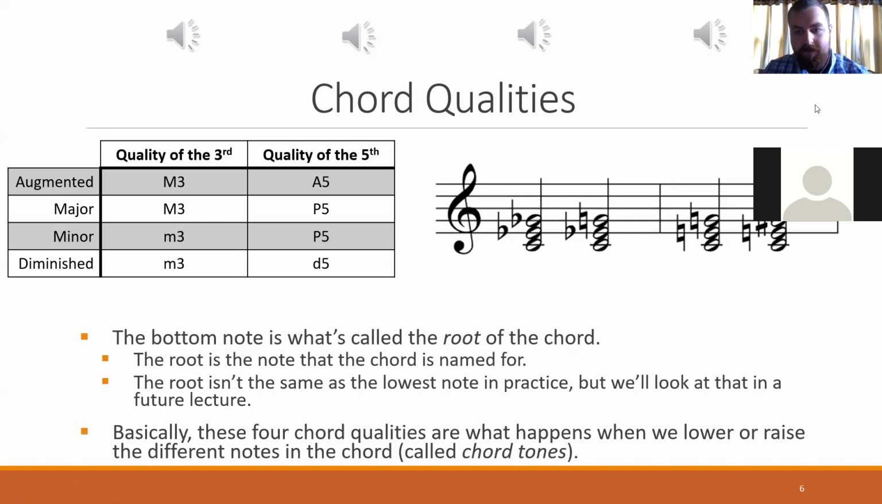So basically, these four chord qualities are what happen when we lower and raise the different notes in the chord. We can refer to the different pitches of a chord as the chord tones. The bottom could be called the root, the middle note could be called the third, and the top note could be called the fifth. Root, third, fifth, because it's referring to those interval sizes. Notice that here we've got four different chords, all with different accidentals. On the left, we have a diminished triad. A diminished triad is C up to E flat, that's a minor third, C up to G flat, that's a diminished fifth. So that's the bottom of our chart here. And that's what this sounds like.